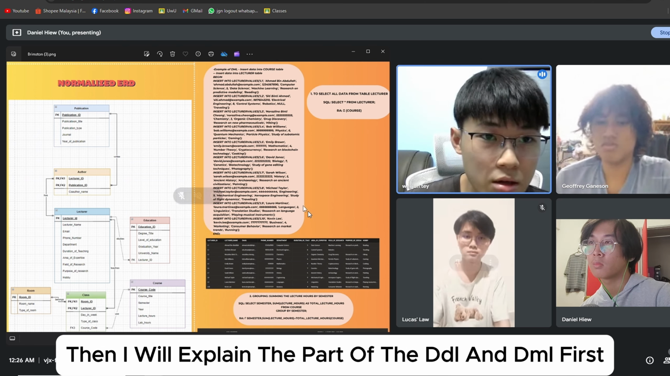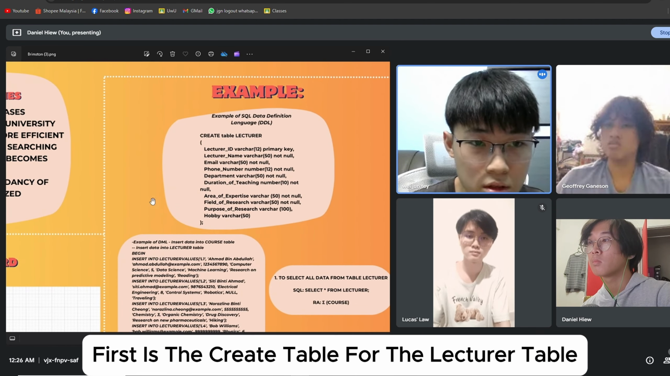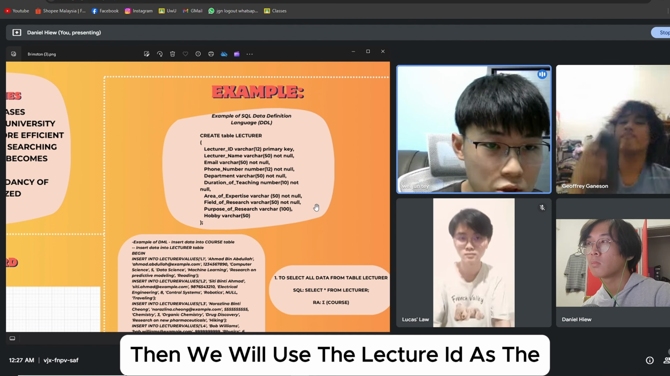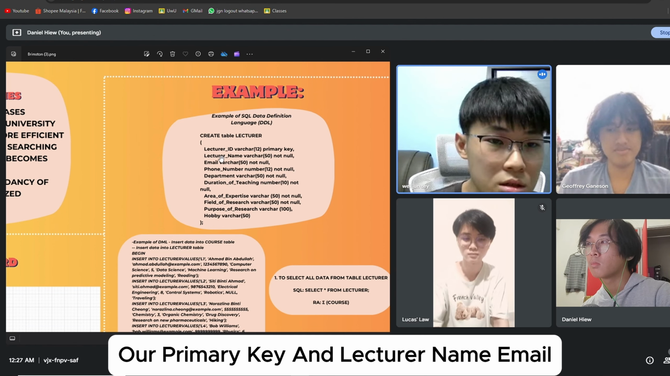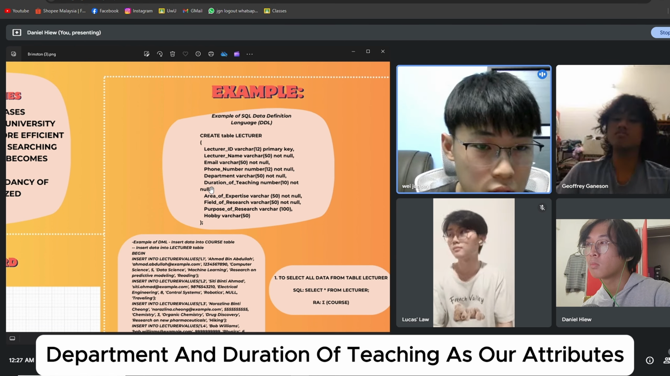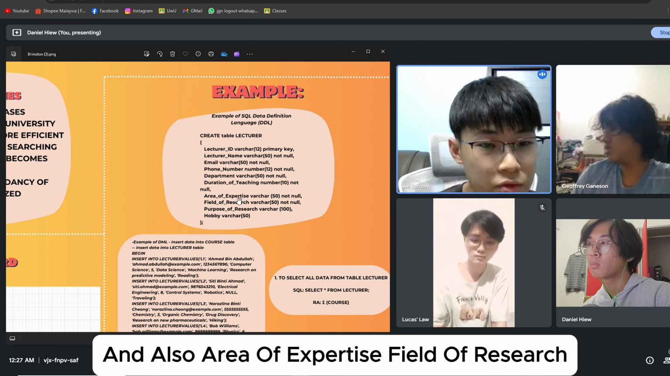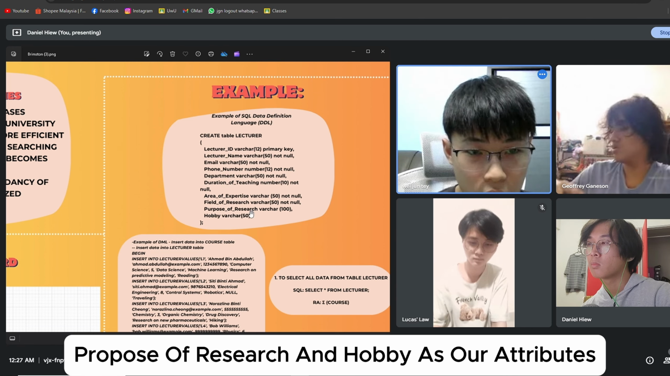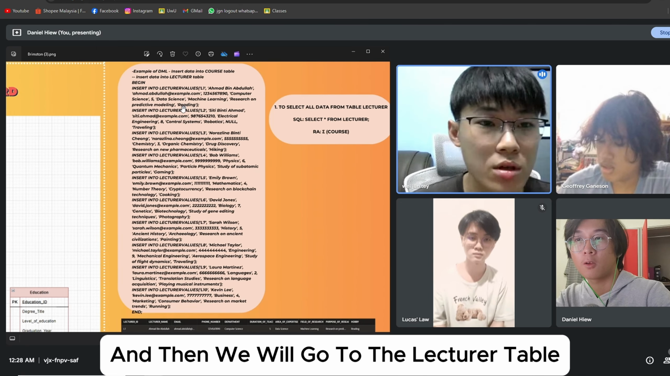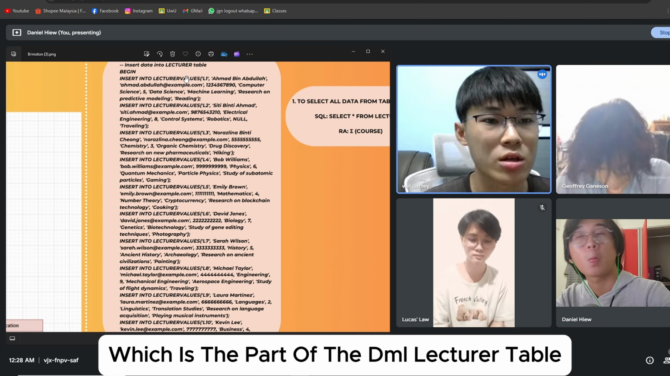Then I will explain the part of DDL and DML. First is the create table for the lecturer table. Then we will use the lecture ID as our primary key and lecture name, email, phone number, department, and duration of teaching as our attributes, and also area of field of research, purpose of research, and hobby as our attributes.